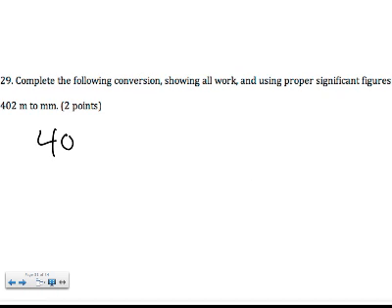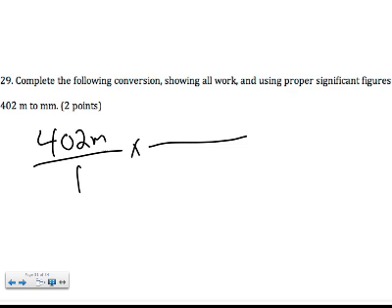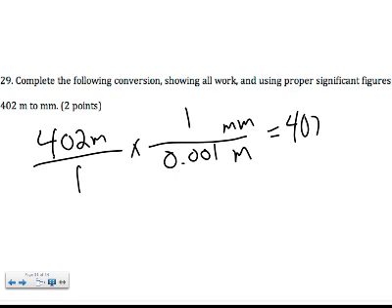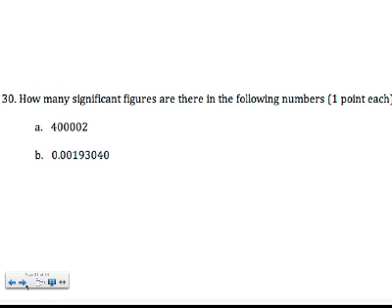So 402 meters over 1 times millimeters is what we're converting to, so that goes on the top, meters goes on the bottom. 1 millimeter is equal to 0.001 meters, so 402 times 1 over 0.001 is 402,000 millimeters.